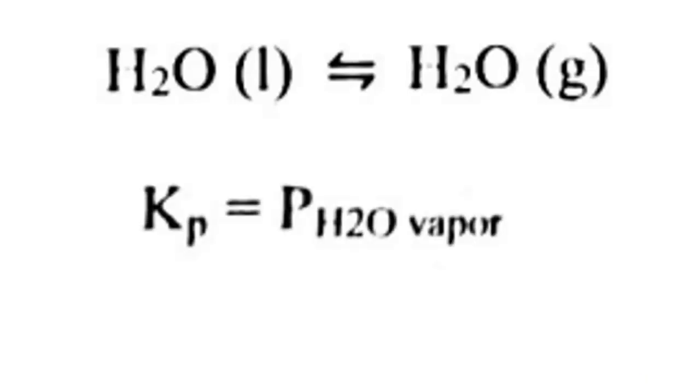You have a Kp, and that's going to equal your equilibrium constant in terms of pressure. K for constant and P for pressure. Your P H2O vapor equals the pressure of water vapor above the liquid in a closed system, like a burette or something like that.